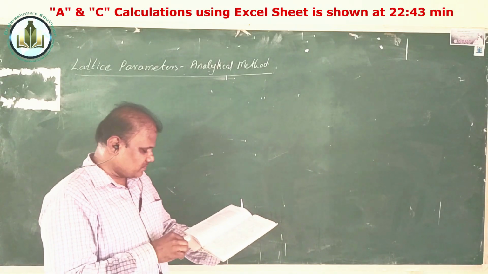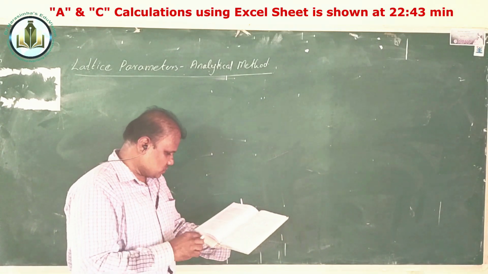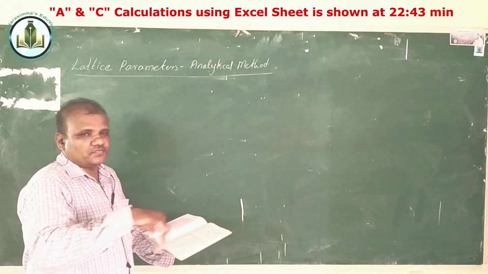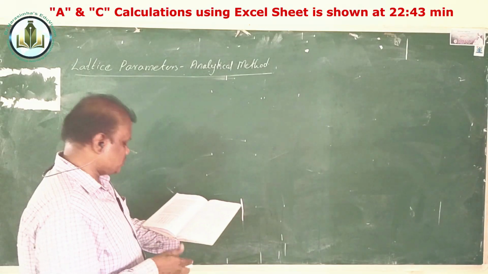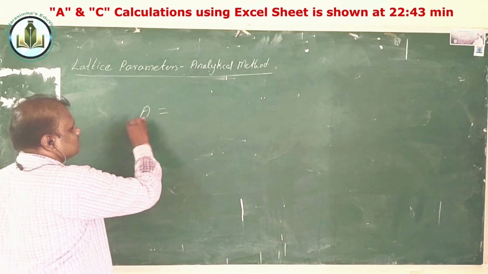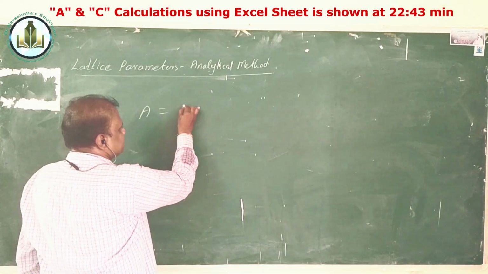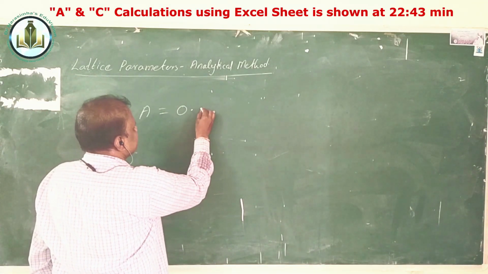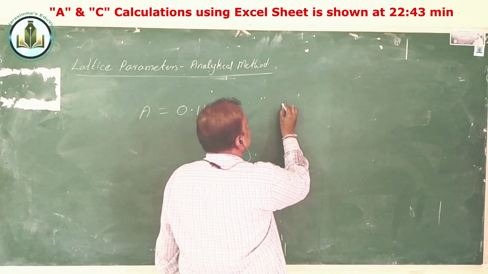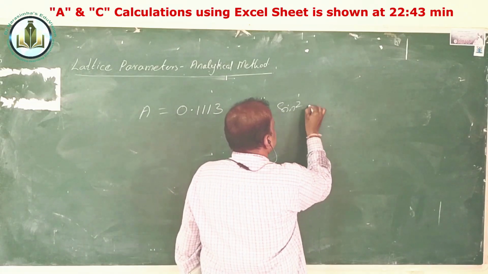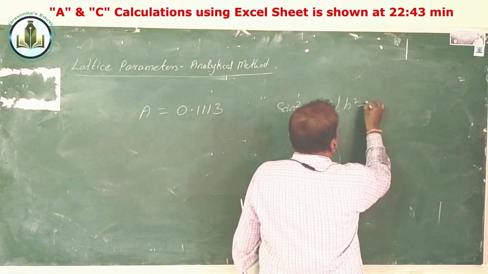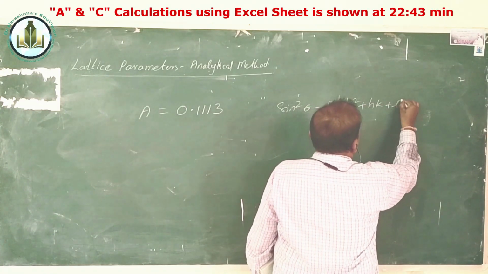I am going to solve this problem by using this analytical method. All this data is shown in the Excel sheet. After taking the help of that Excel sheet, the evaluated lattice constants I have already calculated, you can see on the Excel sheet. Capital A value 0.113, and sin square theta minus capital A times H square plus HK plus L square.